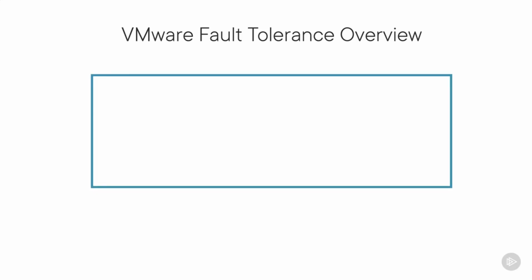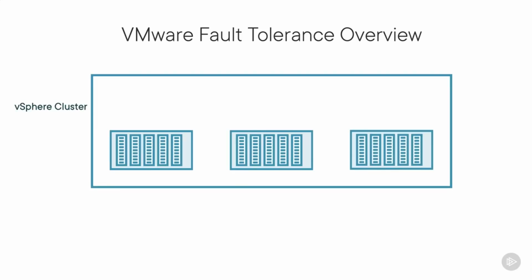At a high level, if we look at our vSphere 3-host cluster that we've been working with, and let's say that we have a single virtual machine running in that cluster, which just so happens to be running our company's most critical application. We're going to enable VMware fault tolerance on that virtual machine, making it the primary virtual machine in the fault tolerance pair. We'll also have a secondary virtual machine, which is known as the shadow virtual machine or the secondary virtual machine, running on a second host in the cluster.